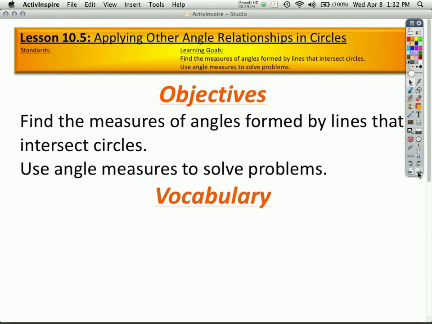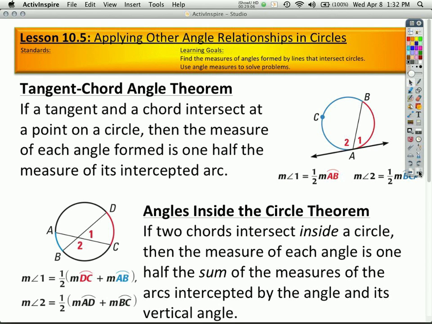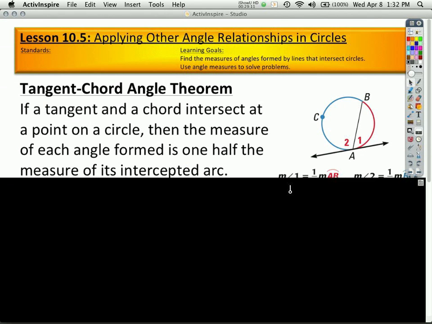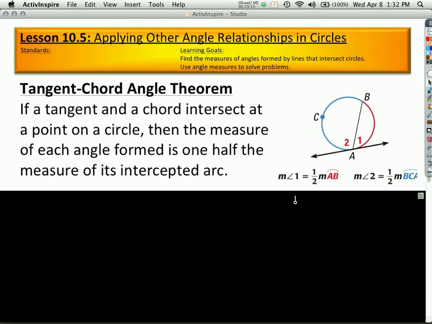So let's go ahead and look at the theorems that are involved today. There are three major ideas. The first is called the tangent chord angle theorem. It doesn't really matter what the name is. What it says is, if you have a chord intersecting a tangent line at the point of tangency, the measure of the angle formed will be half the measure of the arc that it's intersecting.